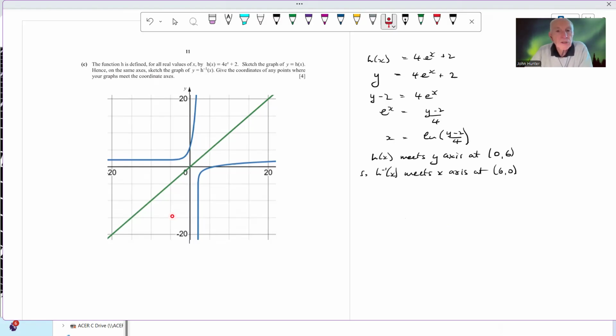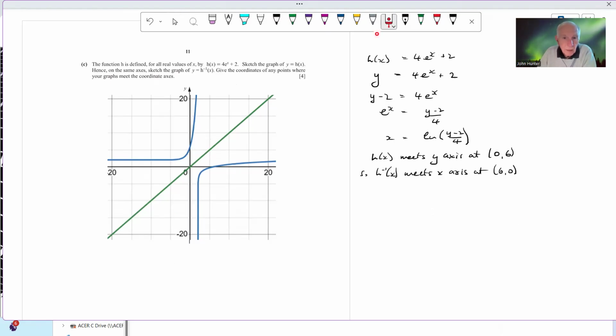The only thing is, we've got a couple of little transformations going on. So first of all, we're scaling everything up, stretching it upwards by a factor of 4. So instead of crossing the y-axis at 1, which is where the basic exponentials will cross, this one's going to cross at 4. Well, it would do, except we're now going to shift it up by 2 as well. So we are actually crossing the axis at 6.